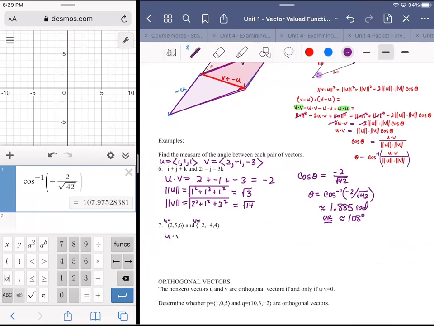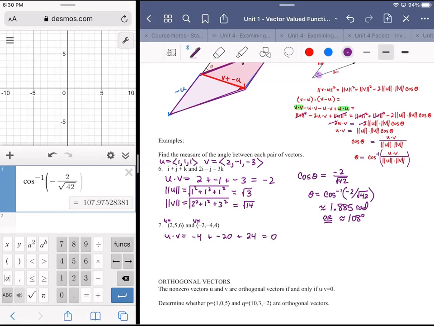So the first step in the process would be dotting the u and v. So -2 plus -20 plus 24. All right, and that gives you, oh, sorry, -4, that gives you a result of 0.